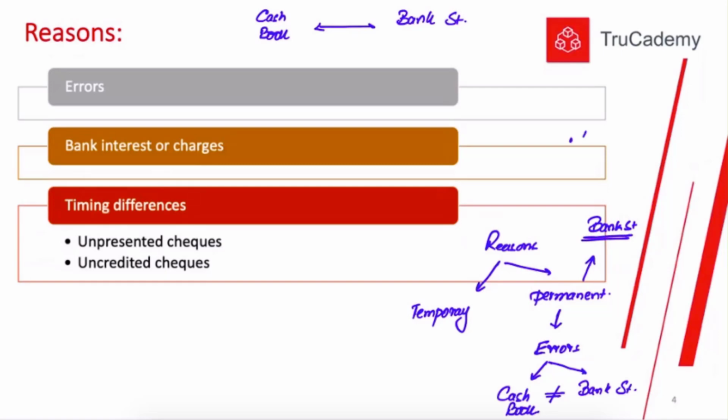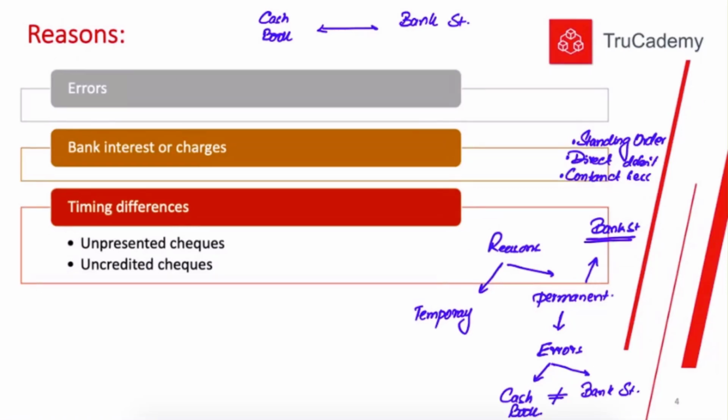For example, a standing order. Whenever there is a standing order payment, first it will be deducted from your bank account and first it will appear in the bank statement. Once you receive the bank statement, then you have to make the adjustment in the cash book. Similar to this, direct debit, then contactless payment like Google Pay or Apple Pay. Contactless payments can be there, or any sort of bank cards. So all these are what? These are automated payments.